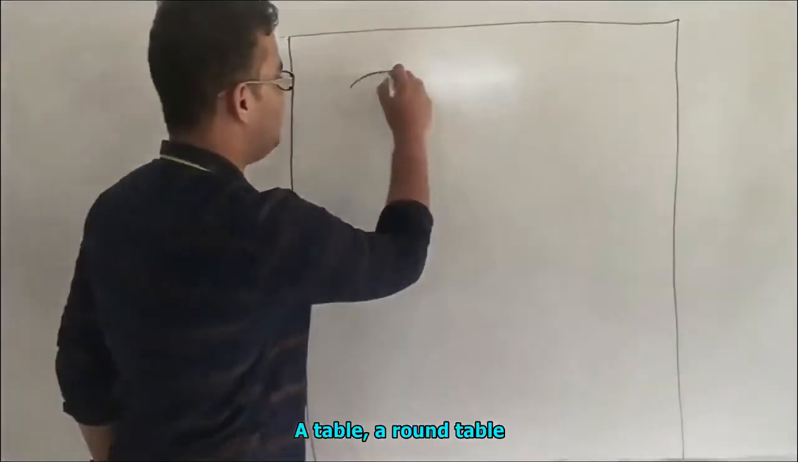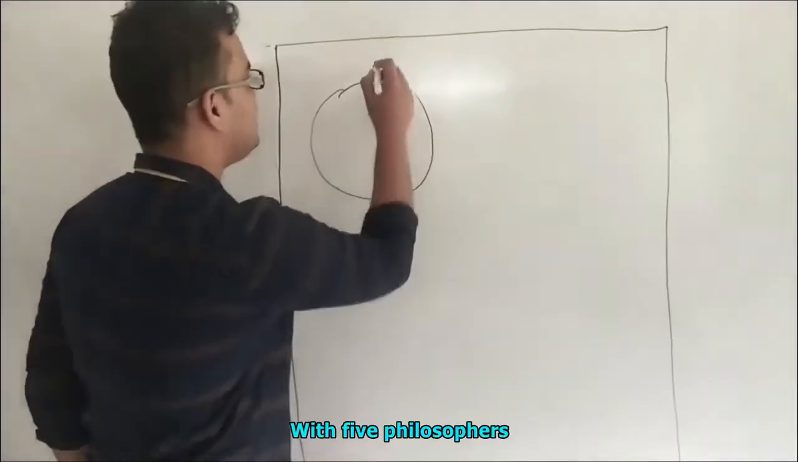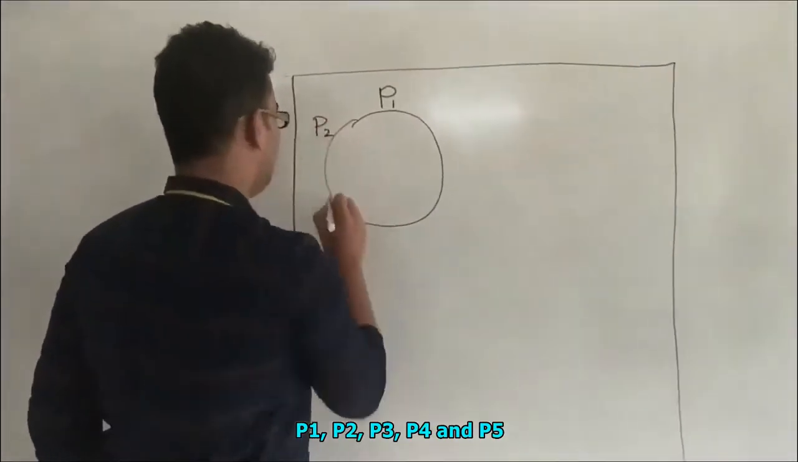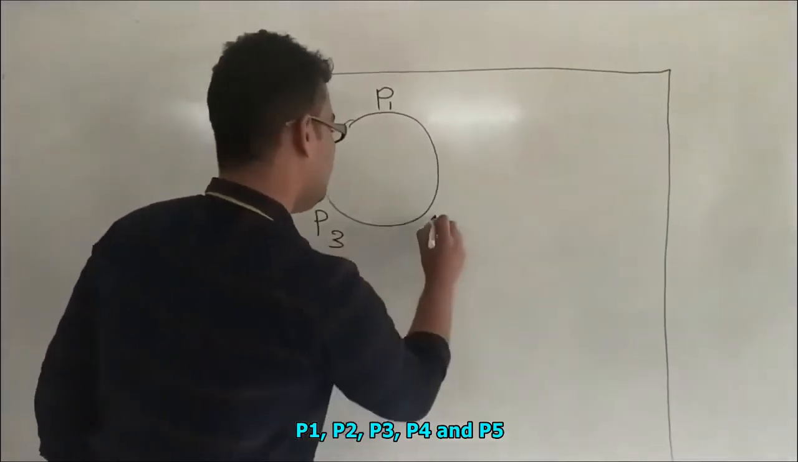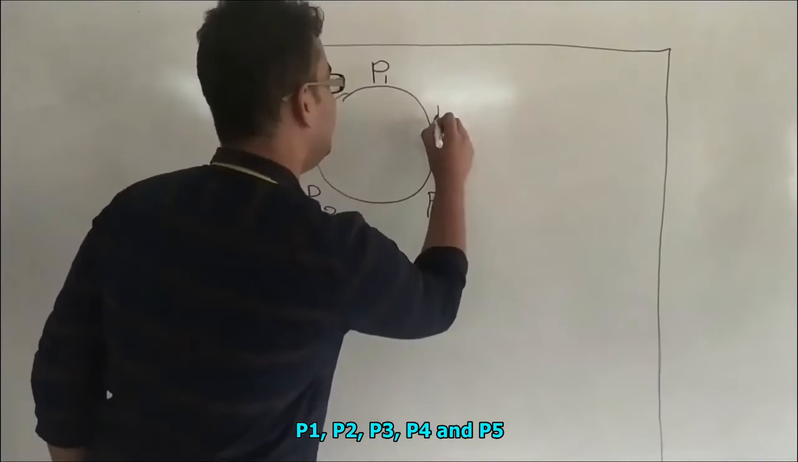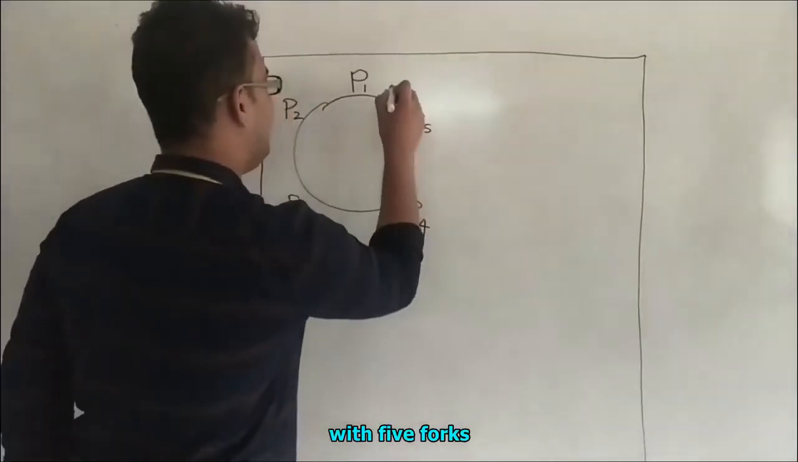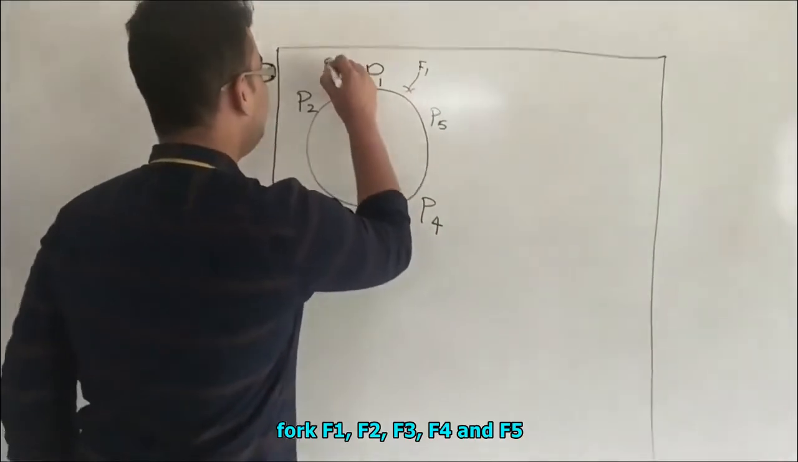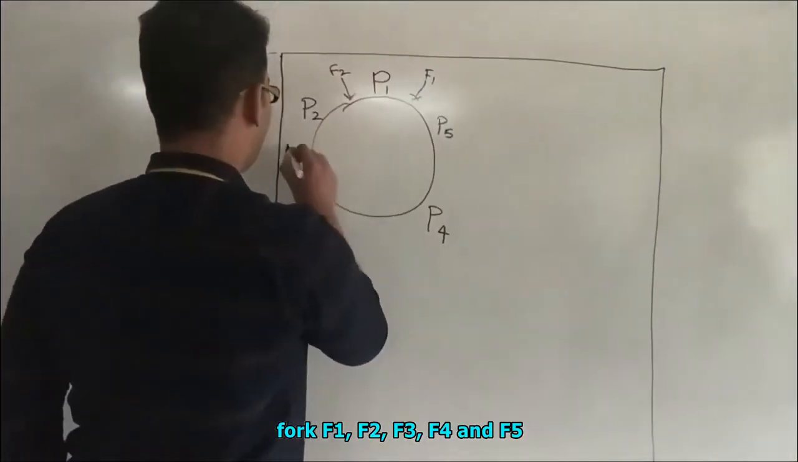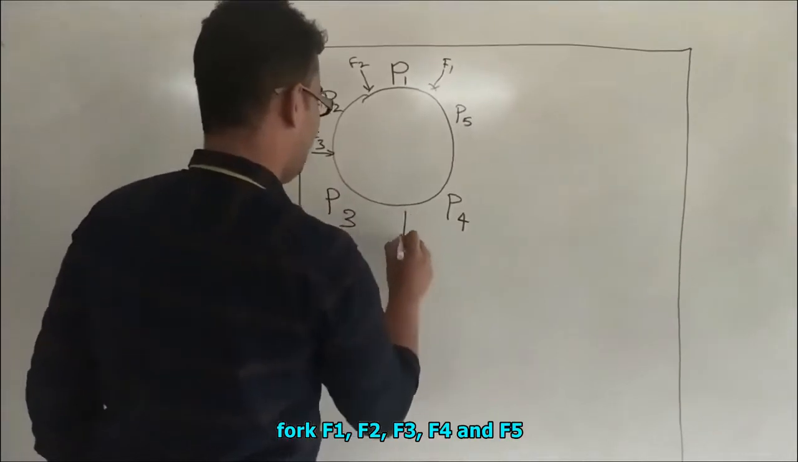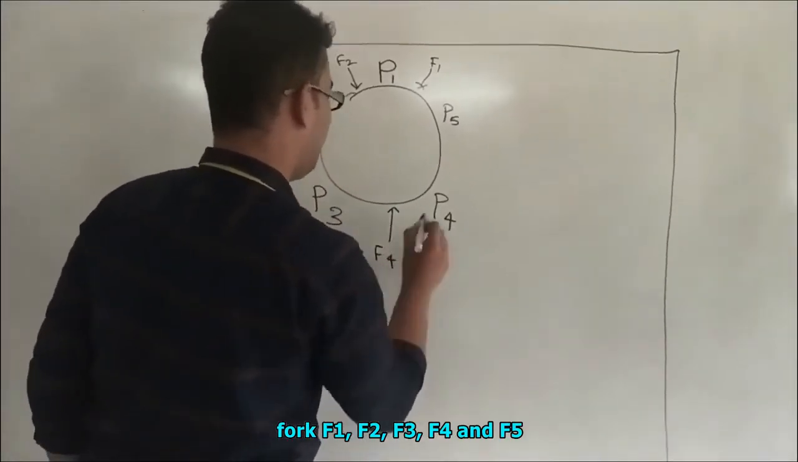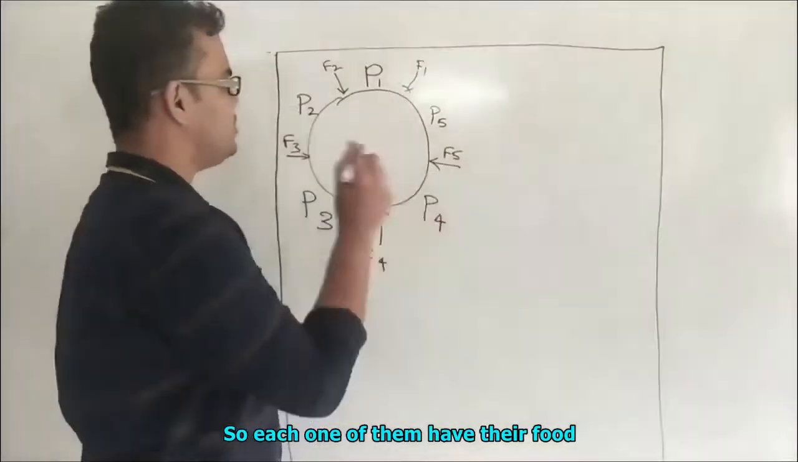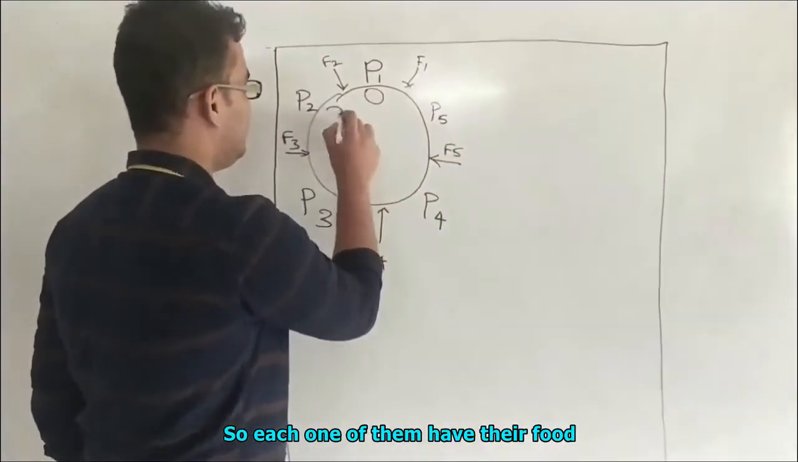Imagine a round table with 5 philosophers, P1, P2, P3, P4 and P5, with 5 forks, fork F1, F2, F3, F4 and F5. Each of them has their food.